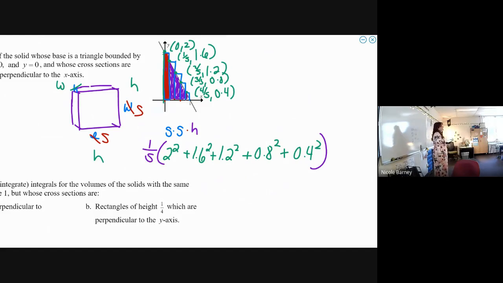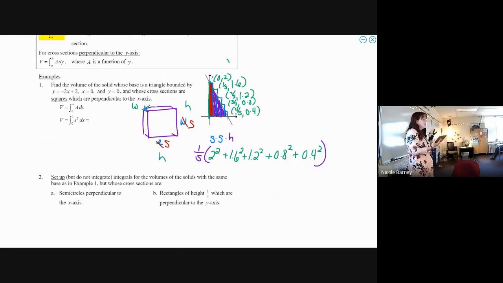Are they rectangles? I mean, they're squares. They're not cubes, but they're squares, because these are squares. So it's a square, and then the width is not the same, so it's not a cube, but I guess technically a rectangular prism. All squares are rectangles, that's what I meant.